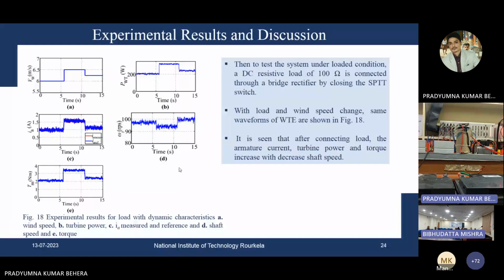Then to test the system under loaded condition, what we have done is we have basically connected a DC resistive load of 100 ohm through a three-phase bridge rectifier, and we have closed the switch. And we can see with load and wind speed change, same waveforms are observed. But it is seen that after connecting the load, the armature current, turbine power, and turbine torque increase, but with a decrease in the shaft speed. You can see here there is a decrease in the shaft speed.